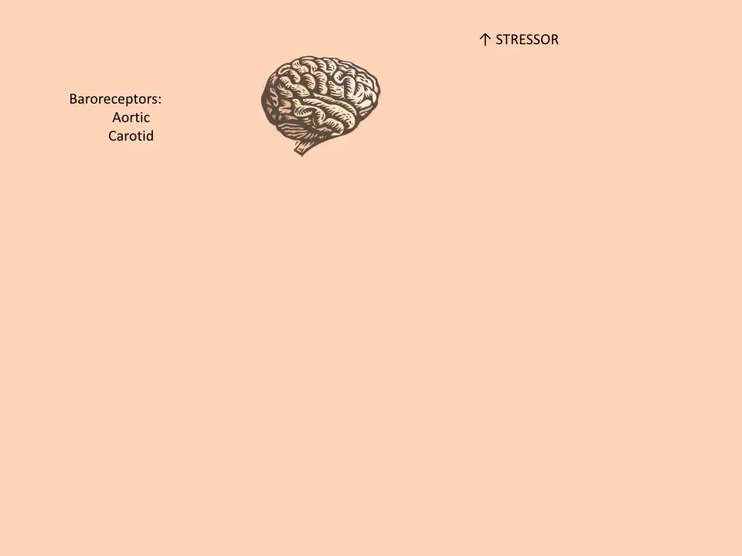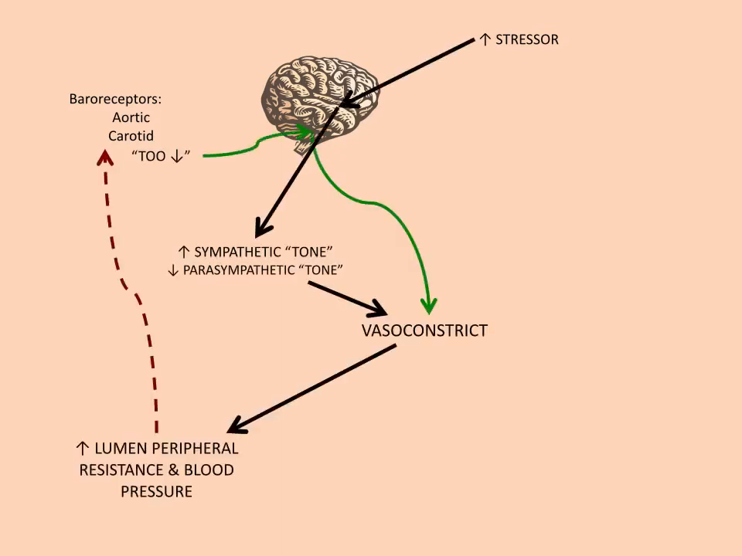So let's take a look at these reflex loops. If we have a signal of too low of pressure, or we have some sort of external or internal stressor, we end up getting a change of autonomic tone leading to an increase of sympathetic tone and a reduction of parasympathetic tone. This leads to a vasoconstrictive response. This vasoconstrictive response leads to an increase of luminal resistance and an increase of overall blood pressure.